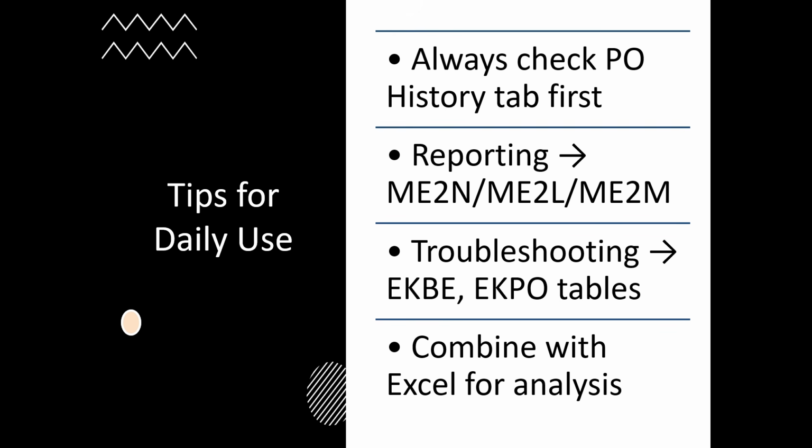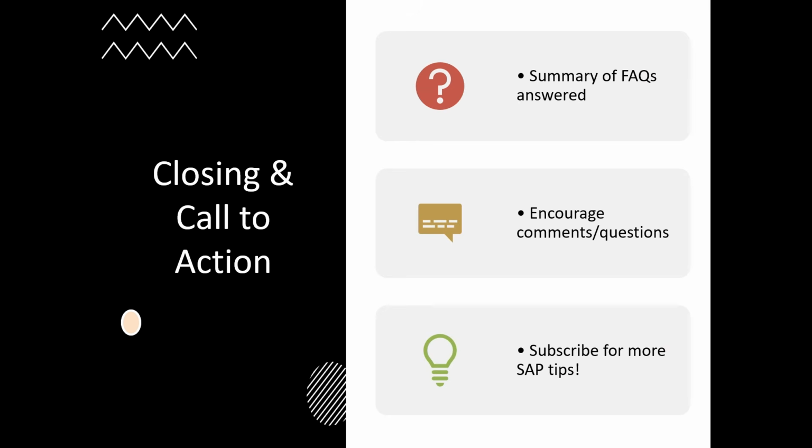To export the data from SAP to Excel, I have made another video. You can check in our playlist. That will give you step-by-step instructions how to export the data from SAP to Excel. So, in summary, I have tried to answer your frequently asked questions, how to check the PO statuses, IR, GR, other transactions. If data is not matching, then you have to check the other transactions.